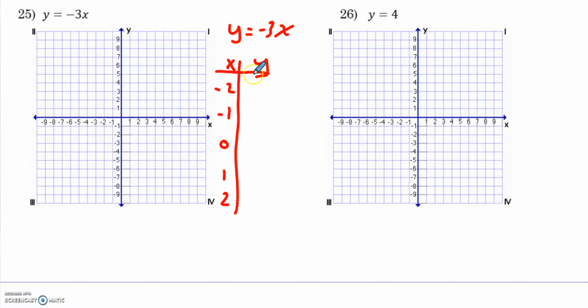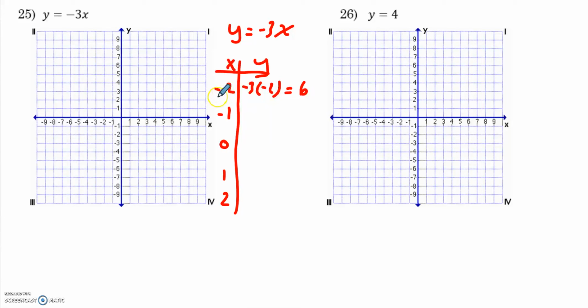If I plug -2 in here, that's -3 times -2, or +6. So my first point is -2 in, 6 out. So -2, up 6. Point number 1, graphed. If I plug in -1, it's -3 times -1, or a +3 out. So my next point is -1 in, +3 out. If I plug 0 in, -3 times 0 is 0. So my third point is 0, 0.